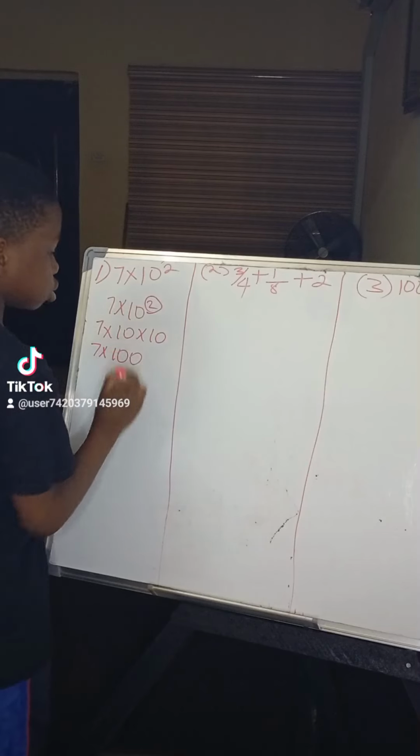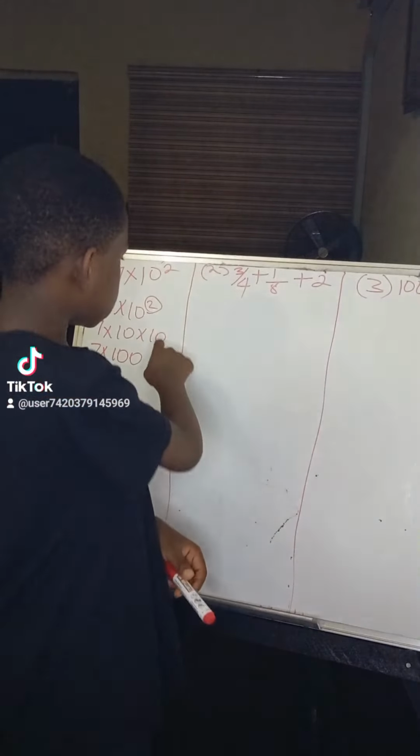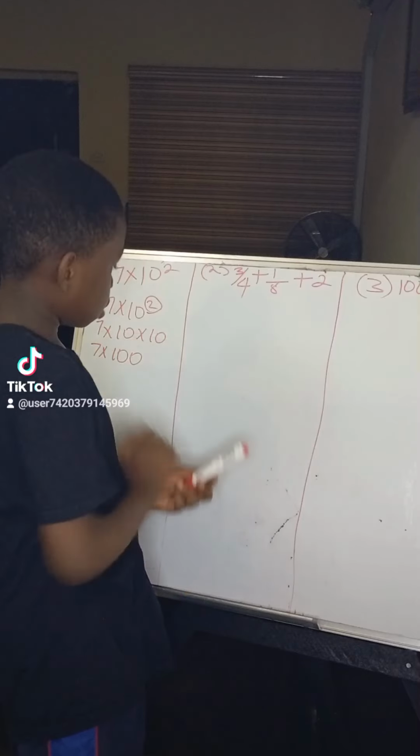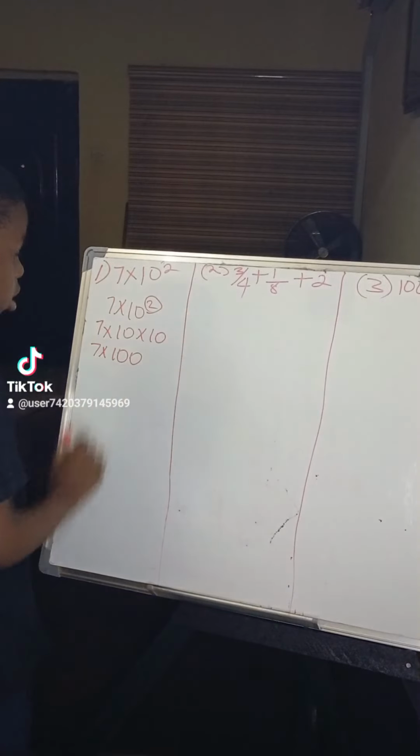How did I get 100? There's a simple method to solve this question. You just carry the 0 from this 10 and put it here. Then you times it by the 1. So that's how I got 100.